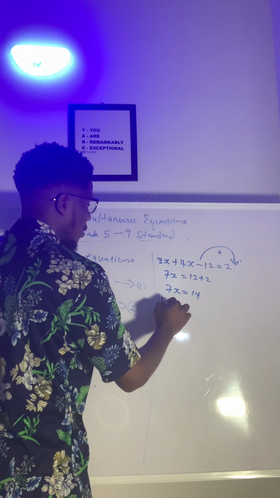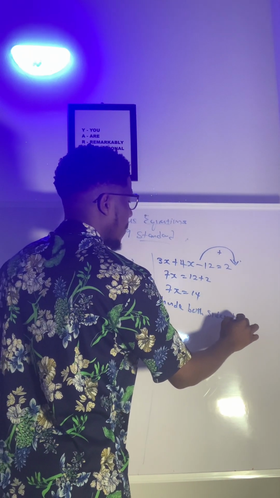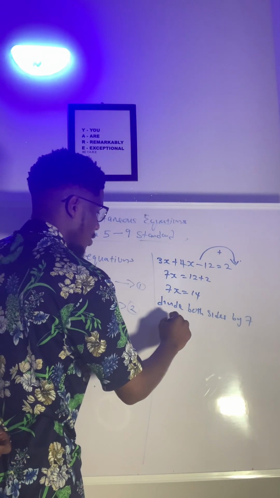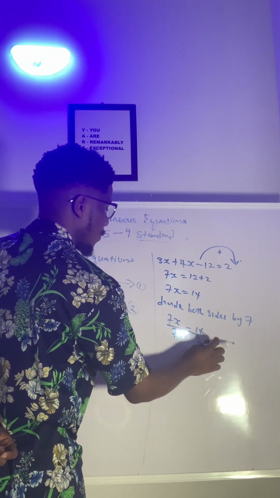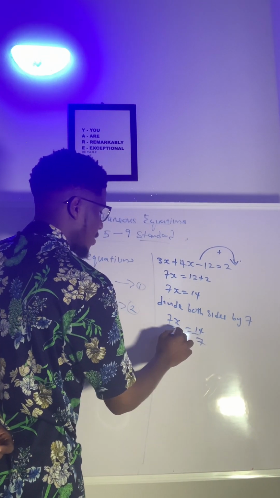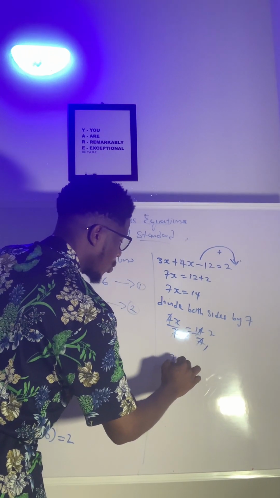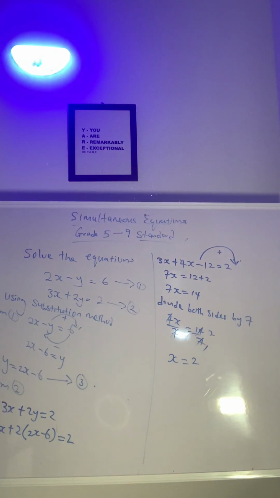So divide both sides by 7. I'm dividing both sides by the coefficient of x. So that gives me 7x all over 7 will be equal to 14 all over 7. So x, 7 cancels 7, 7 here 1, 7 here 2. So x will be equal to the value of what? 2. So now we've gotten the value of x.